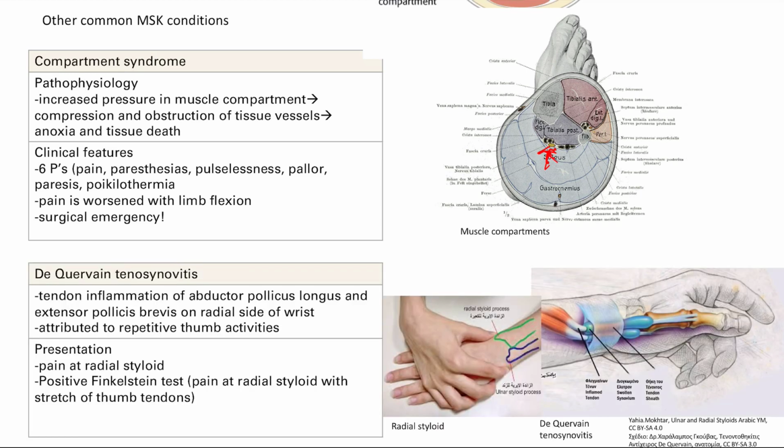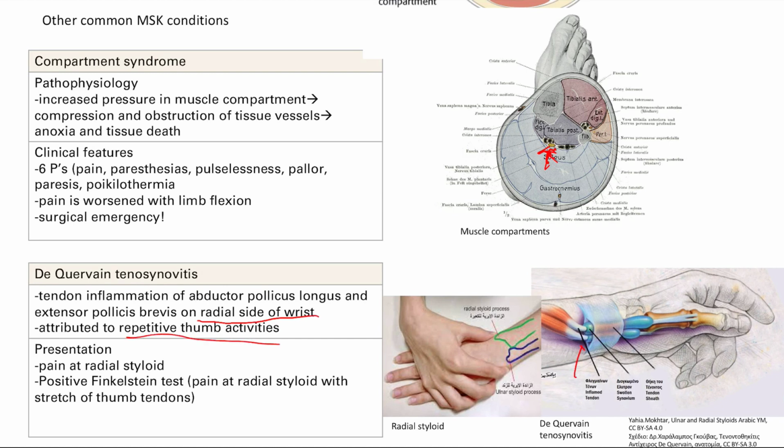So next is the Quervains Tenosynovitis, which is tendon inflammation of the abductor pollicis longus and the extensor pollicis brevis on the radial side of the wrist. So radial side of the wrist, I think, is a key word here. And it's due to repetitive thumb activities. So thumb is at the radial side of the wrist.